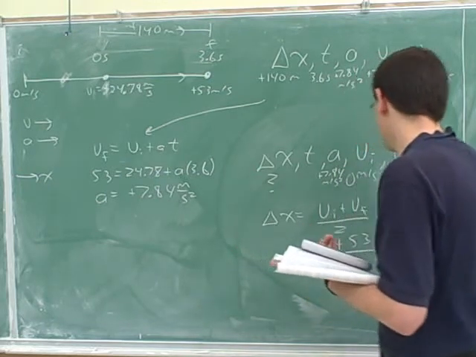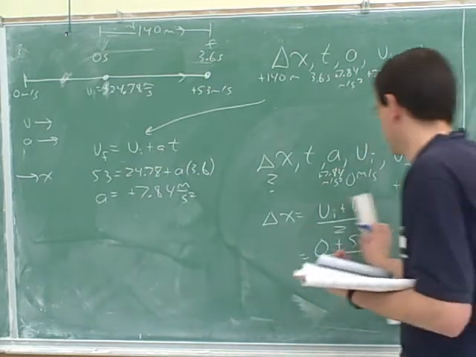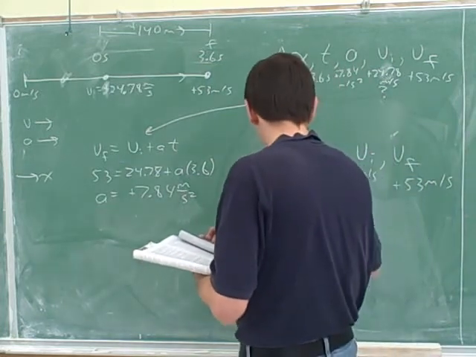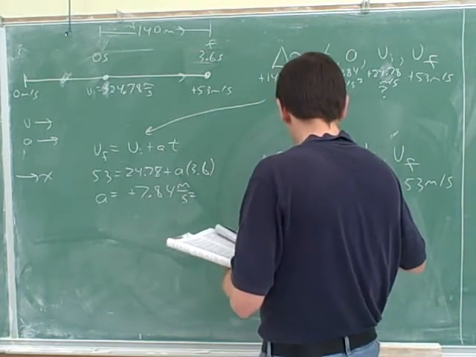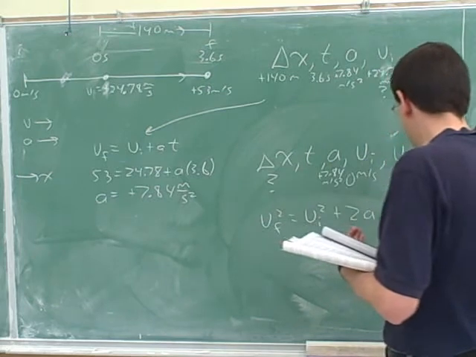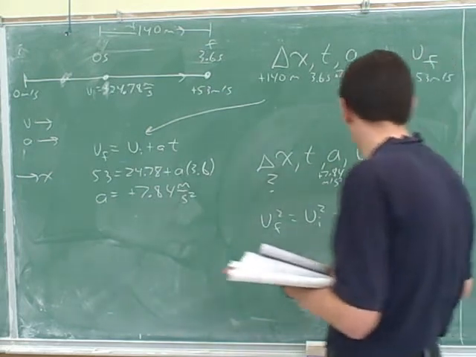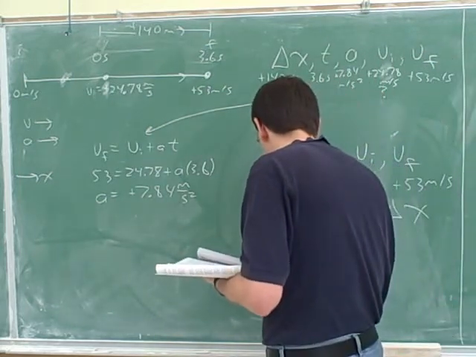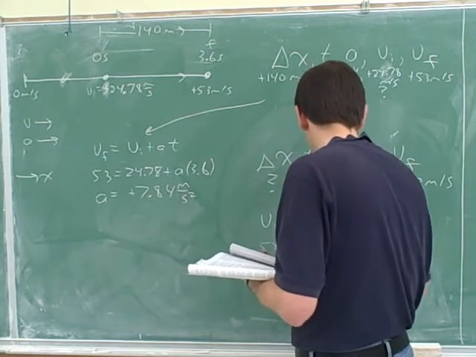Oh, I picked the wrong equation, didn't I? That's not the one that's missing the time. So let's try again. That would be V final squared equals V initial squared plus 2a times the distance. This is the equation that's missing the time. V final is 53. The initial is 0.